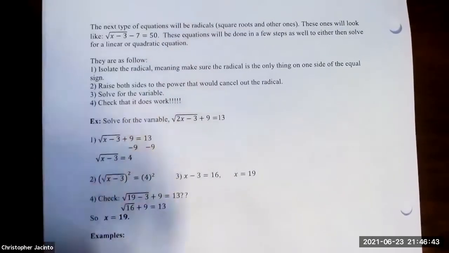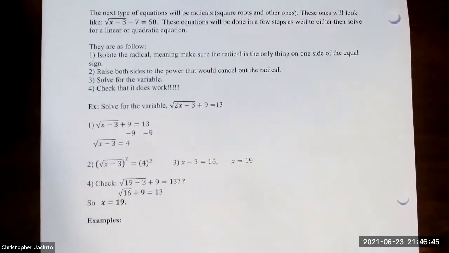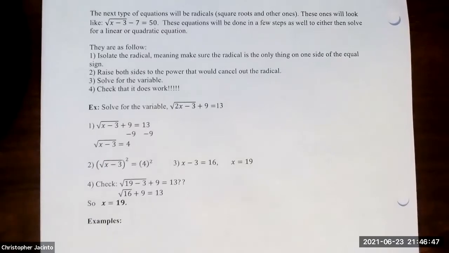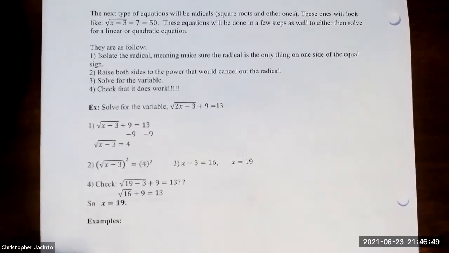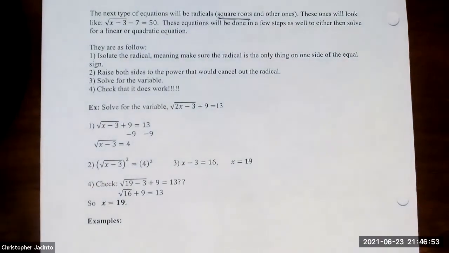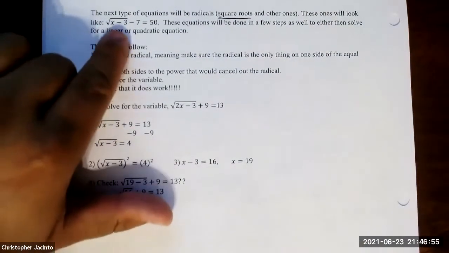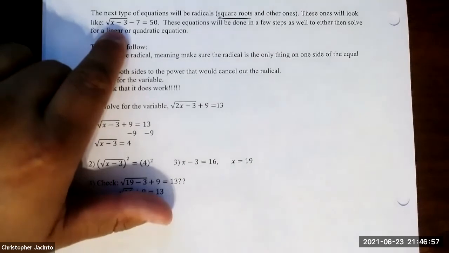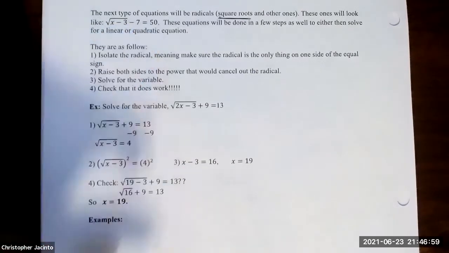When it comes to this, the unfortunate part is we have to do one extra step, and we'll talk about that in a little bit. So the next case of scenarios is radicals, which is, again, a fancy word for saying we have square roots. When it comes to this type, it's going to look like this. We have a radical, we have variables inside, numbers on the outside.